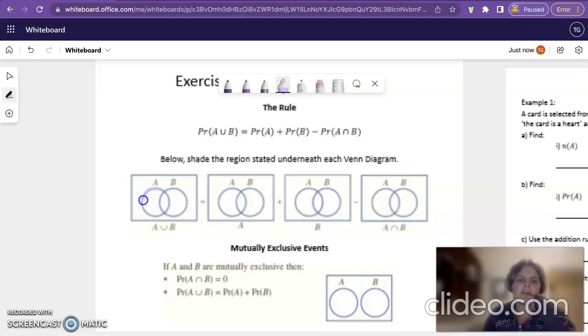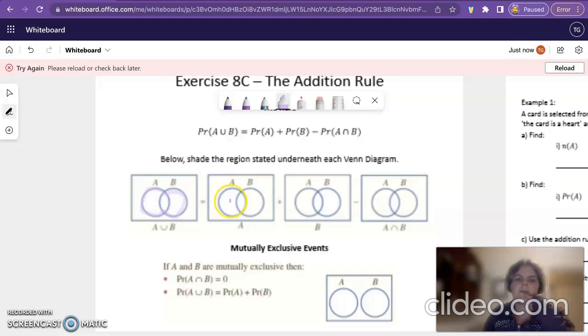Now I'm going to show you what it is. So here is A union B. So that means it's in A or it's in B. This one is probability of A. Notice that it includes this middle section that's B as well. This is probability of B. Do you see we've also included that section again? So that's why we have to subtract the intersection, because we count it in A and then we count it again in B. So we don't want to double count that section.